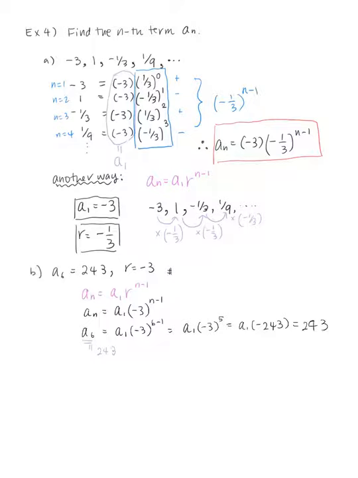So what do we have then? That implies that we have a sub 1 times negative 243 equals 243. Dividing by negative 243 on both sides, we get a sub 1 is negative 1. Okay, so I think we are good to go. Therefore, our a sub n is going to be a sub 1, which is negative 1, times negative 3 to the n minus 1. And that's our answer.